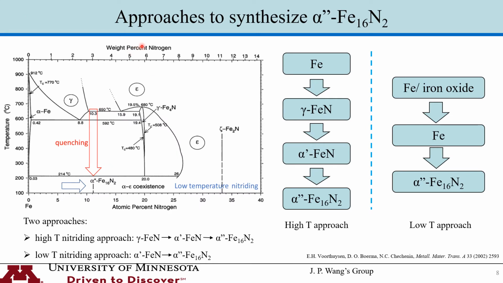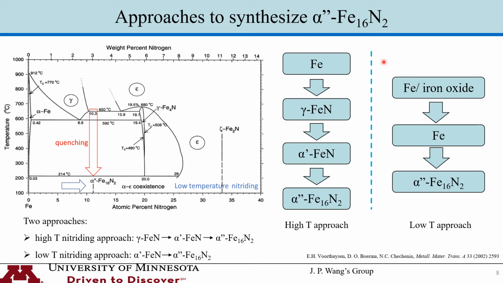So the next question is how to synthesize alpha double prime Fe16N2. Based on the iron-nitrogen phase diagram, there are generally two approaches to synthesize this material. One is the high temperature approach, and the other one is the low temperature approach.